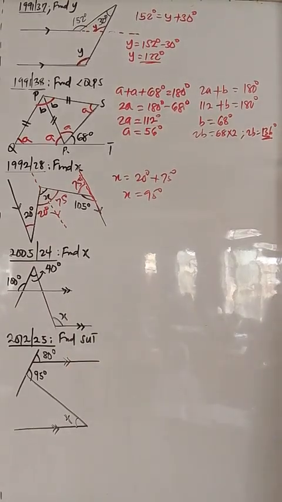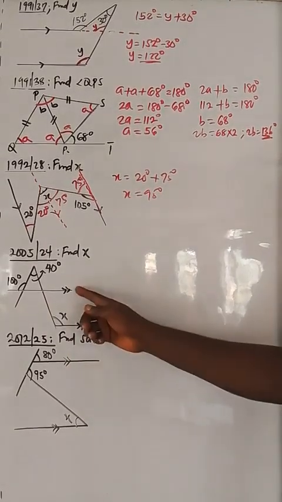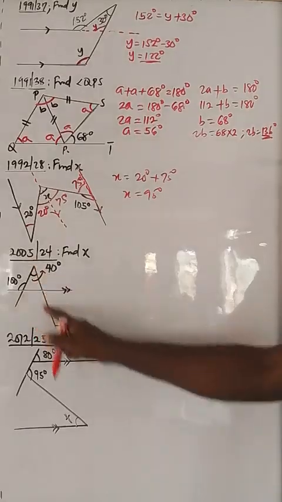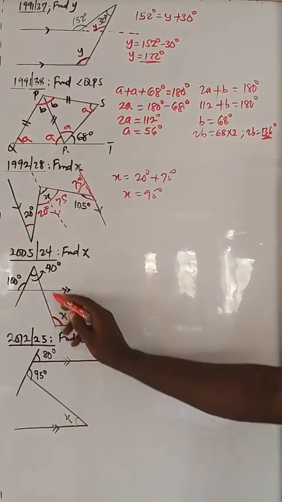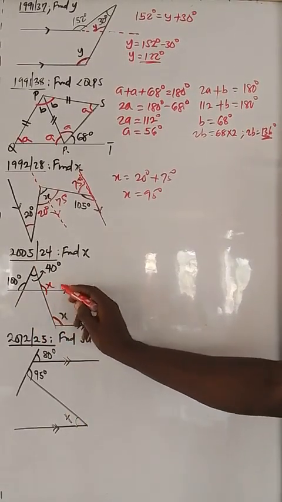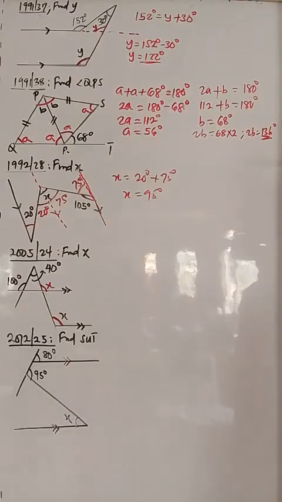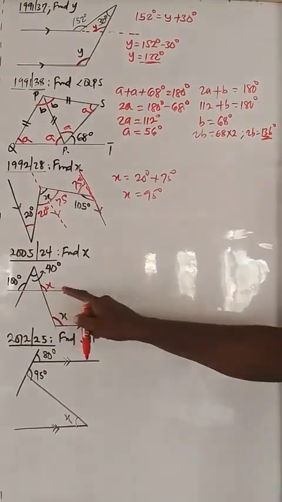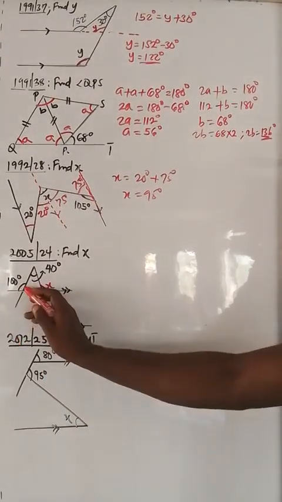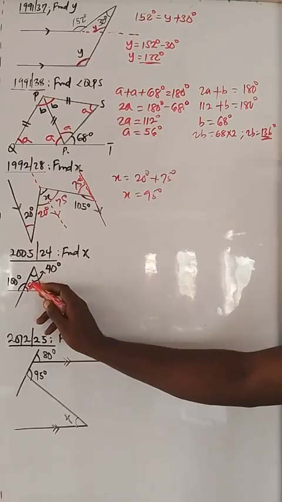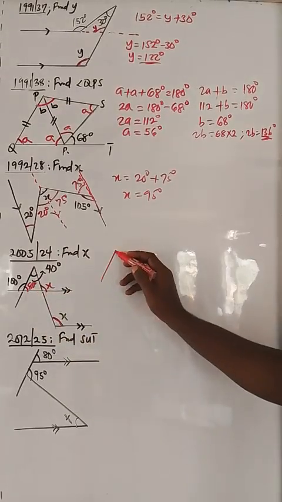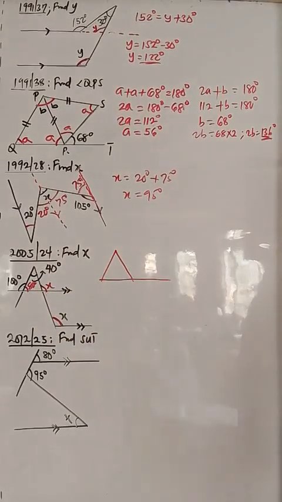This one is the easiest to me because already these lines are parallel, this is a transversal. So if this angle is x, this angle is also x because they are corresponding. This is a straight line. If this angle is 100, this inner must be 80 because the total angle in a triangle must be 180.